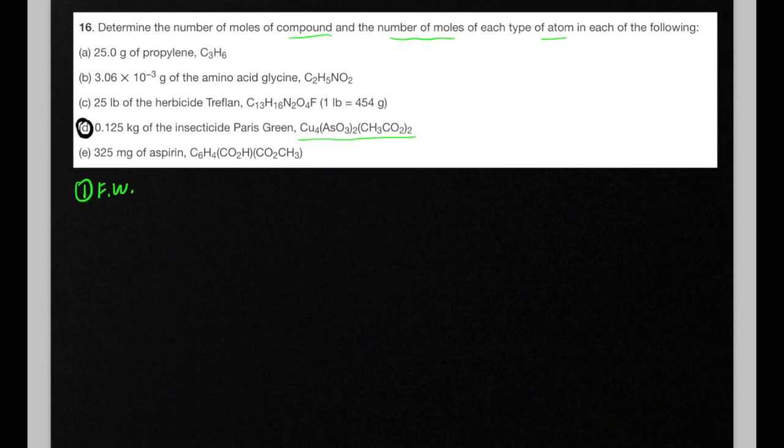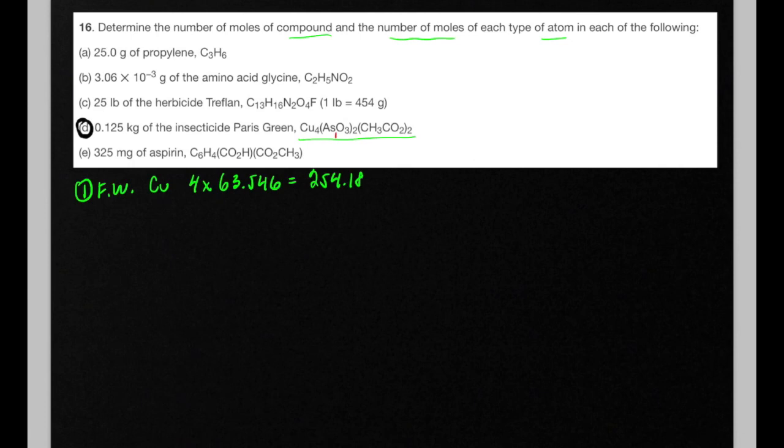To do that, we need to multiply the subscript of each element by the average atomic mass found on the periodic table. I'm using ptable.com as a source of my average atomic weights. So 4 coppers is 254.18.